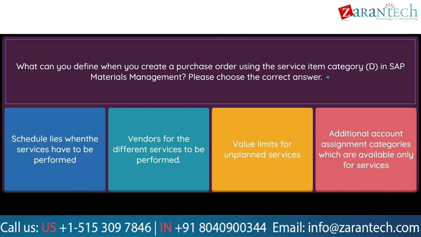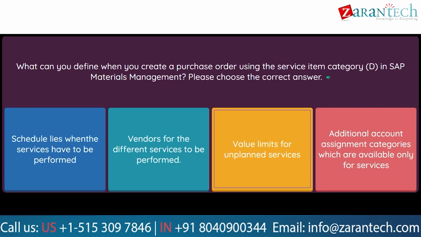Question: What can you define when you create a purchase order using the service item category, D, in SAP Materials Management? Please choose the correct answer. Option 1: schedule lines when services have to be performed. Option 2: vendors for the different services to be performed. Option 3: value limits for unplanned services. Option 4: additional account assignment categories which are available only for services.